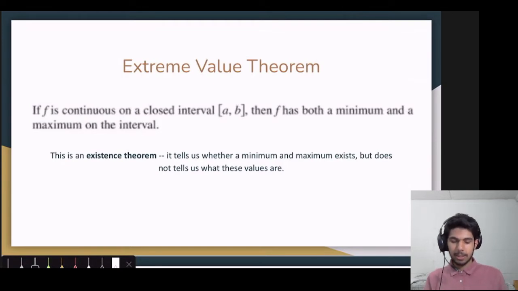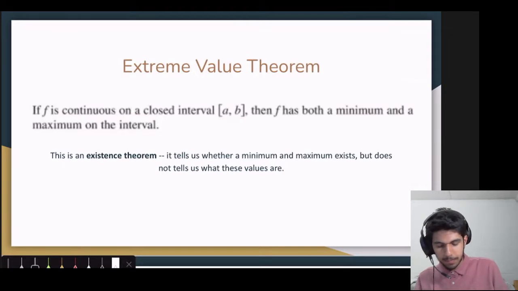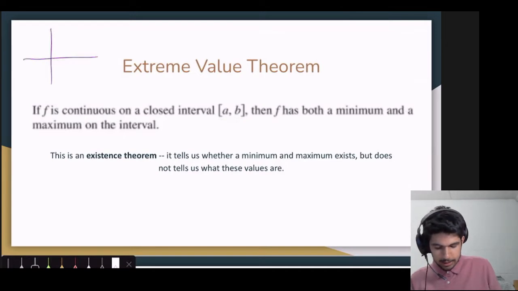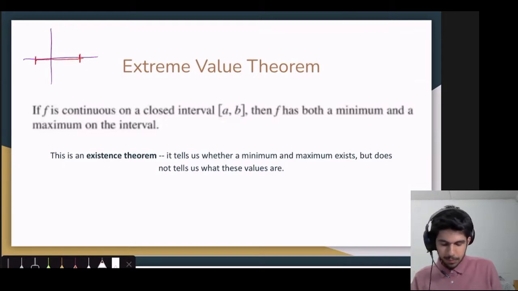So this says, if f is continuous on a closed interval from a to b, then f has both a minimum and a maximum on the interval. So this means we have, let me just draw it out. We have our axes here, and let's just define the section within red to be our interval that we're looking at. We can take any sort of function we want.